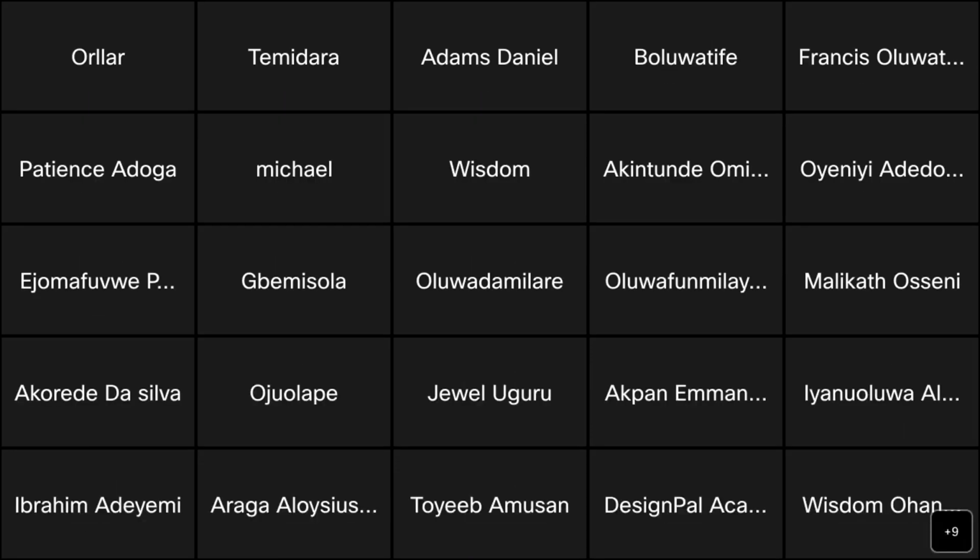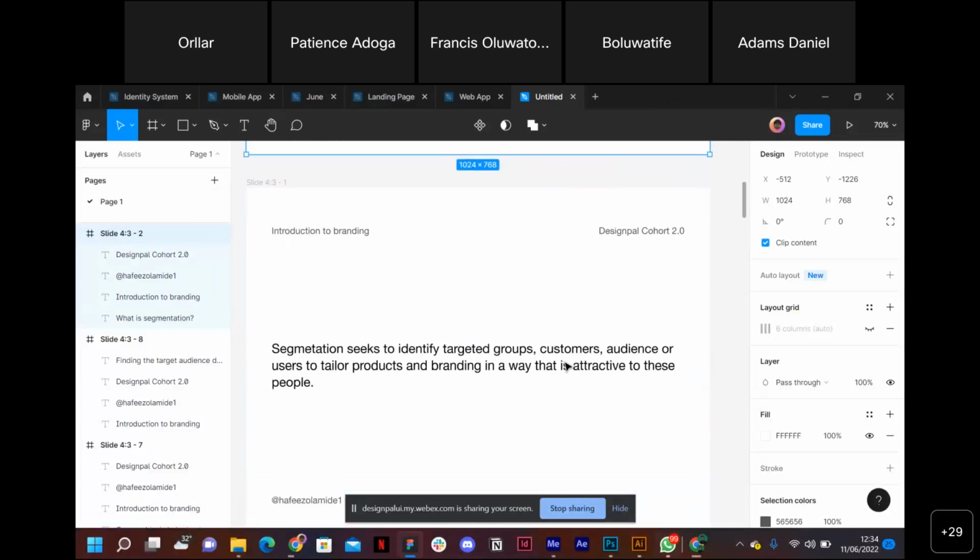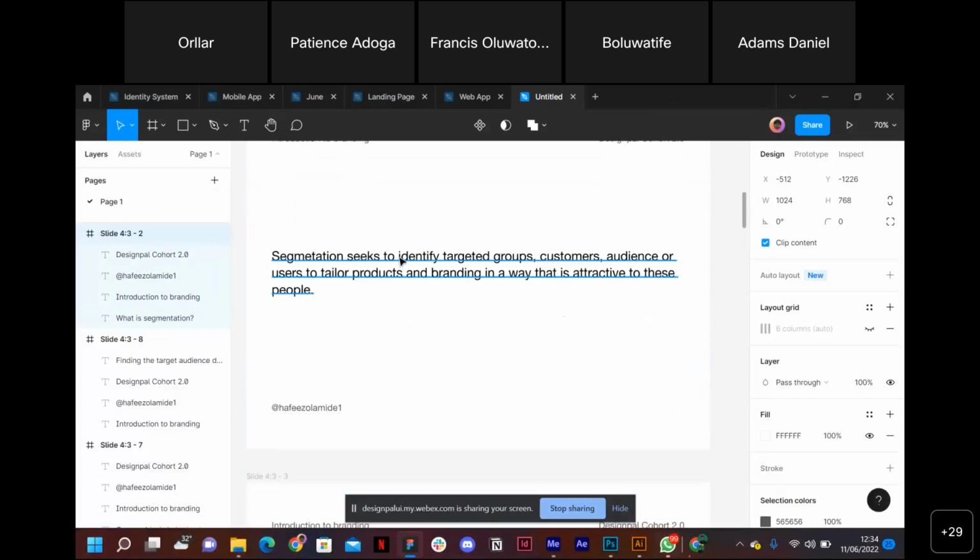Understanding the target audience you are trying to design for. So yeah, it says segmentation seeks to identify targeted groups, customers, audience, or users to tailor products and branding in a way that is attractive to these people. So firstly, before you work on any identity design system project, you put out a design questionnaire or form for your clients, isn't it?